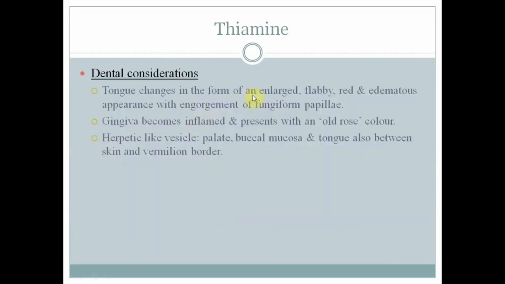There will be tongue changes in the form of enlarged, flabby, red, and edematous appearance with engorgement of fungiform papillae. Gingiva becomes inflamed and presents with an old rose color. So these features we need to keep in mind, because always study link thiamine with old rose color, because most of the manifestations are the same, like I told. So the old rose color is seen in thiamine deficiency. Herpetic-like vesicles appear on the palate, buccal mucosa, and tongue.